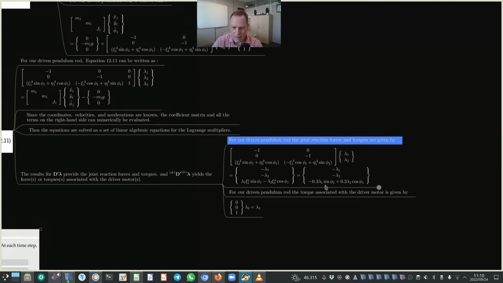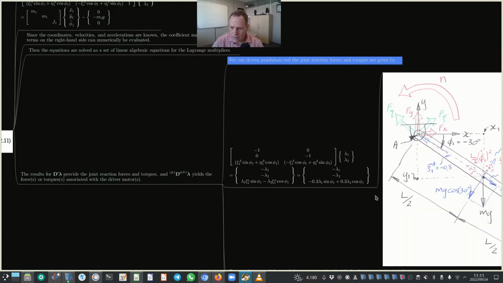What I've done here is substitute the value of Kasi A1 as minus 0,3. And I also eliminated the eta A1 terms, because for our driven pendulum rod, eta A1 is 0. So these two terms fall away. It's only the Kasi A1 terms that remain.